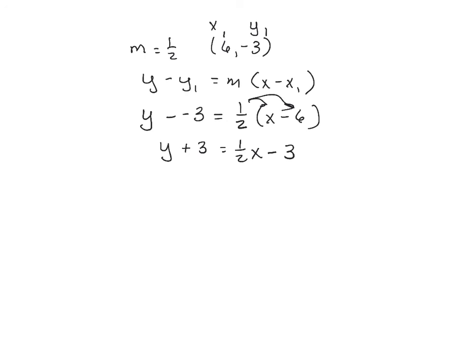Alright, so the next thing I have to do is put this in slope-intercept form, which is what they asked me to do. So I have y equals 1/2 x minus 6.